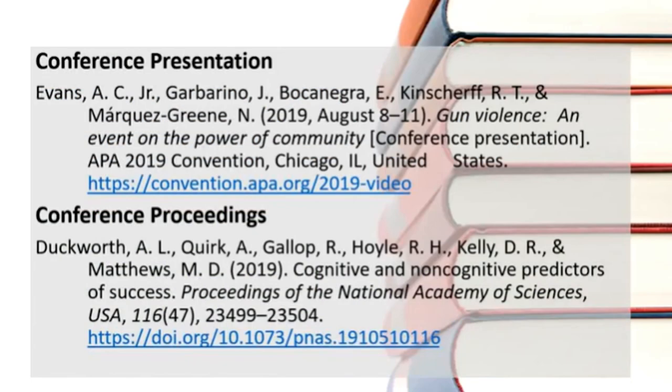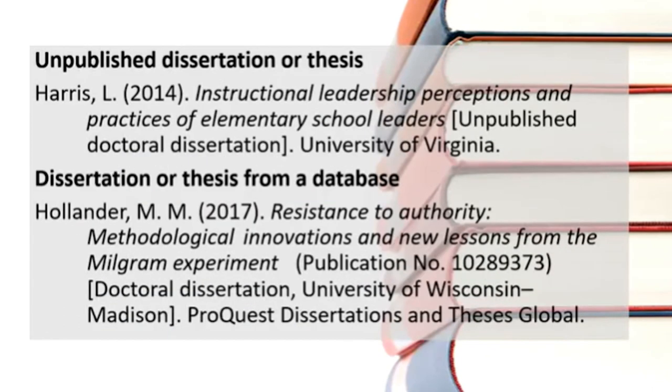If it is a conference presentation, the date should be associated along with the year. If it is a conference proceeding, the date may not be required, you only require the year. But here, the proceedings title should be in italics. If it is an unpublished dissertation or thesis, it should be written as unpublished doctoral dissertation. If it is from a database, then the name of the database should be mentioned.